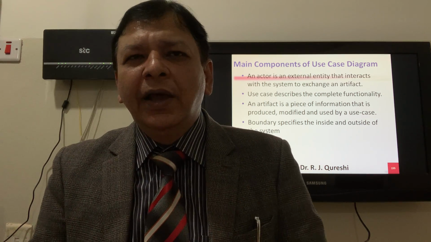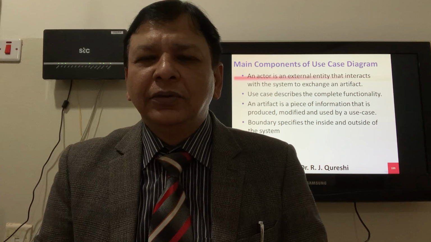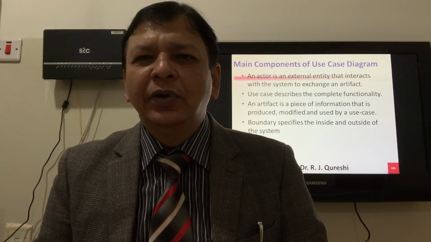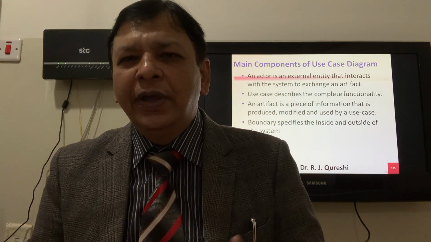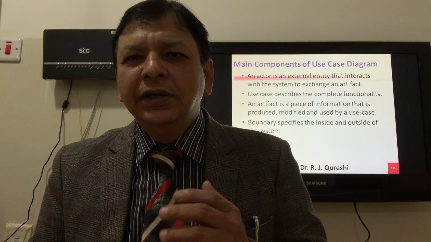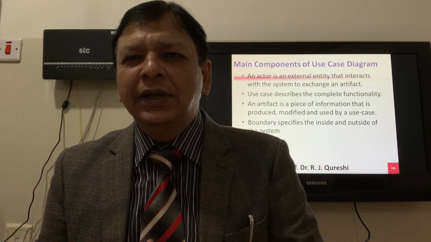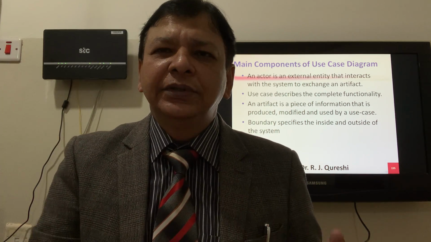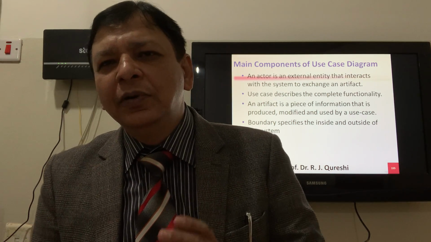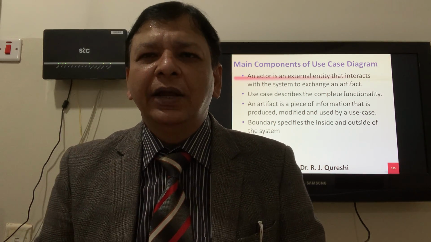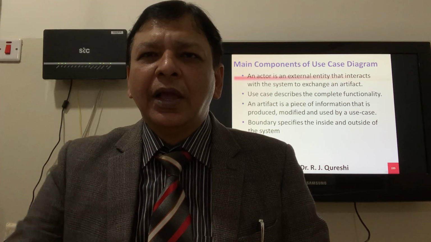And then we have the boundary. In a UML use case diagram, we don't have a data store, but we have a boundary. The boundary separates the inside and outside of a system. So these are the four main components of a use case diagram to draw a use case.